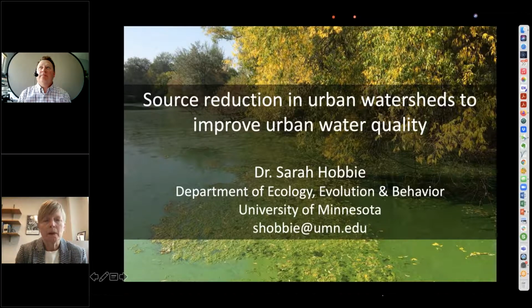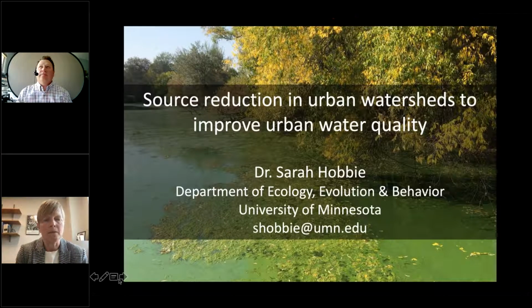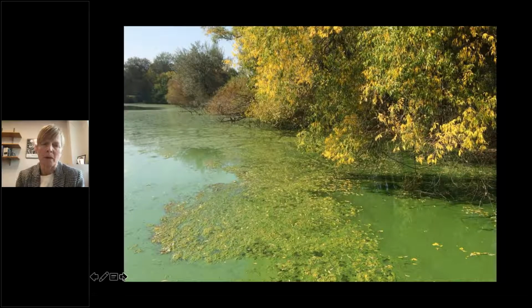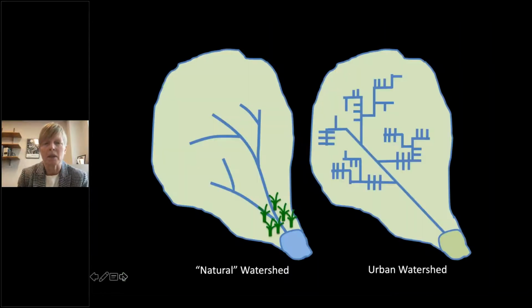I'm going to focus primarily on phosphorus today, because phosphorus remains the most important cause of impaired water quality in freshwater systems where I work in the upper Midwest and in many other parts of the country and the world. And I think phosphorus raises some really interesting issues related to source control, building off of what Karen was talking about.